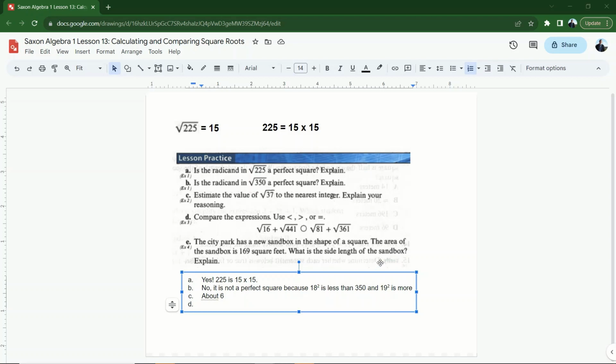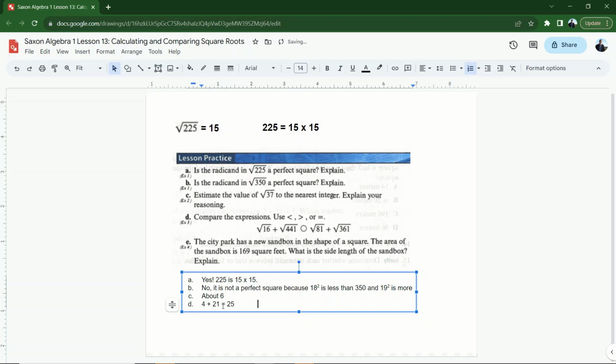All right, so let me work the left side first. The square root of 16 is 4 because 4 times 4 is 16. The square root of 441 is 21. 4 plus 21 equals 25. All right, so I've got this left-hand side done.